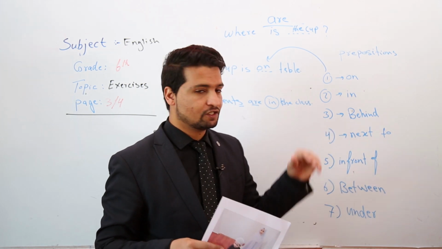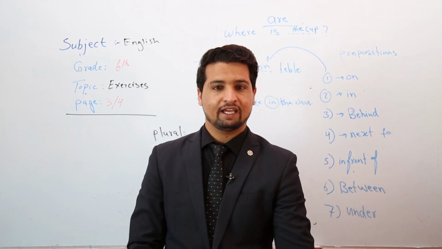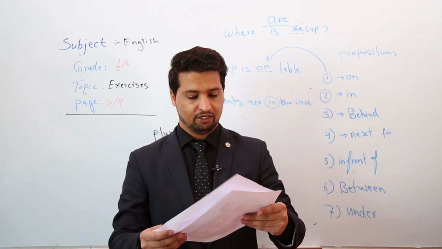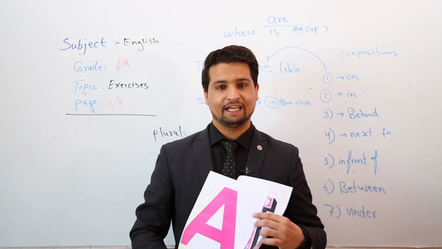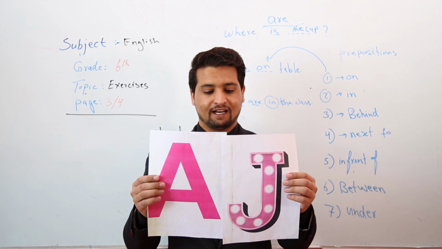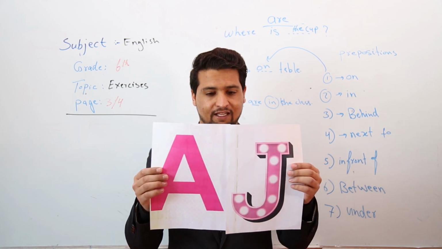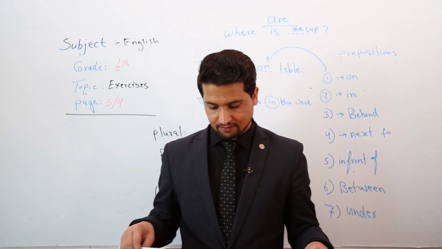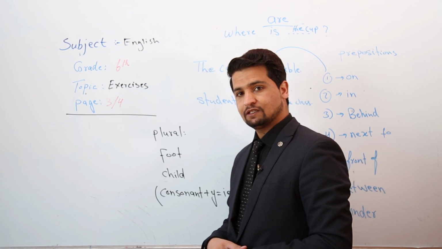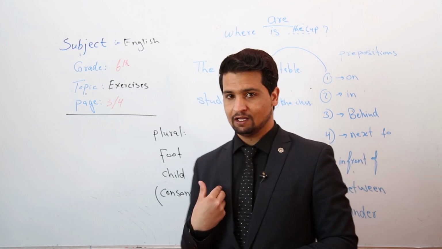Right? Next to. What does it mean next to? Right? So again we will use two words. Where is the letter J? The J is next to A. For example, I am here. Where is the whiteboard? The whiteboard is next to me.